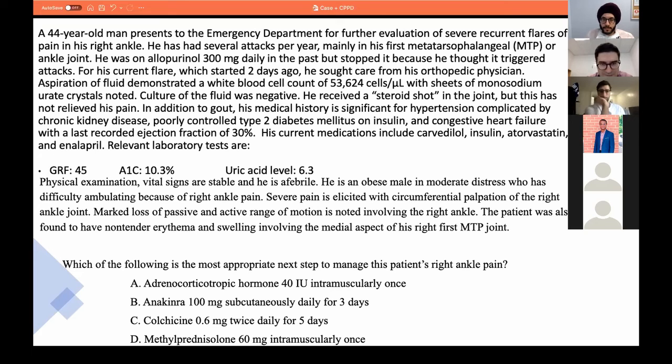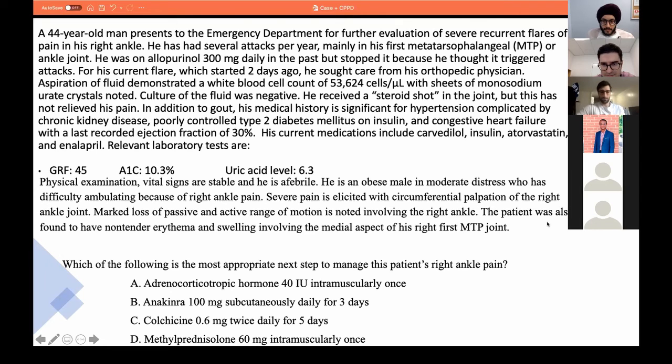Well, we have a lot of future rheumatologists here. All right, great. So that's the correct answer, anakinra. Now, somebody wants to tell us why not colchicine?